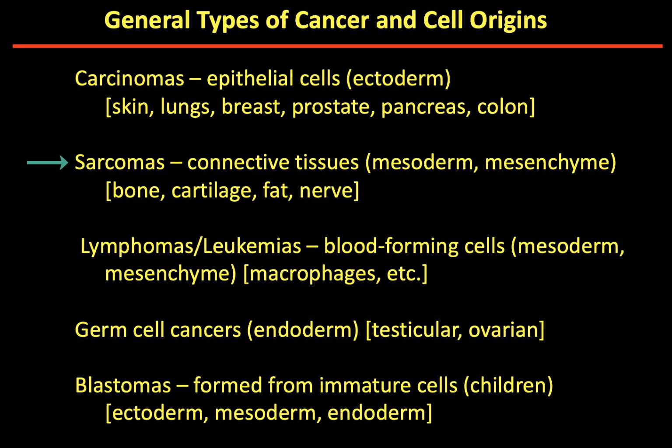Sarcomas are those of the connective tissues, including bone, cartilage, fat, nerve, and those originate from mesoderm and mesenchyme cells. Lymphomas and leukemias are from blood-forming cells, and those also come from mesoderm and mesenchyme. Germ cell cancers are from endoderm tissue, and those can be testicular or ovarian. And then blastomas are those formed from immature cells, and they're usually in children. And those can be ectoderm, mesoderm, or endoderm in origin.